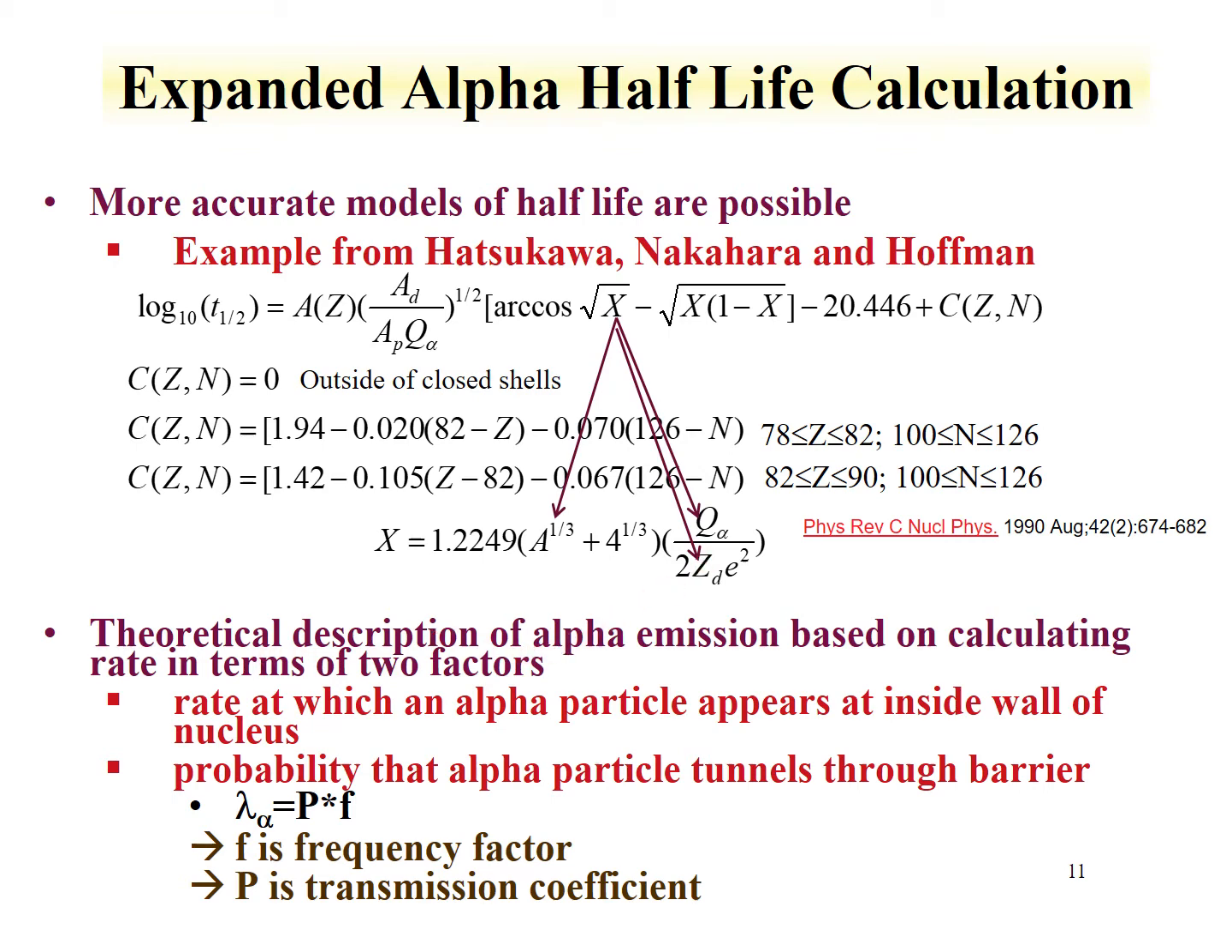One factor is a rate at which an alpha particle appears inside the nucleus. In other words, in order for the alpha particle to escape the nucleus, it has to be there in the first place. We can call that factor the frequency factor. How often does that alpha particle appear in the nucleus? And then there's the second factor: once that alpha particle appears, what's the probability of it getting through the barrier? So some sort of transmission factor, which we can call P. Taken together, the transmission factor and the frequency factor give us the decay constant for alpha decay.